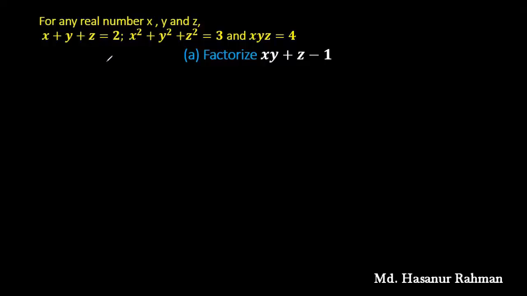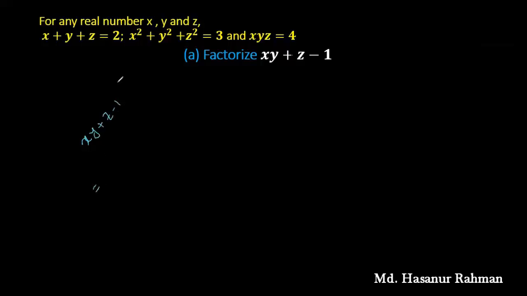For any real numbers x, y, and z, x plus y plus z equals 2, x square plus y square plus z square equals 3, and xyz equals 4, then factorize xy plus z minus 1. So how can we solve this problem? If we want to solve the factorization of this problem, then we have to replace this z. If we replace z, then we can easily find the factors of this algebraic expression. So let's start. xy plus z minus 1.